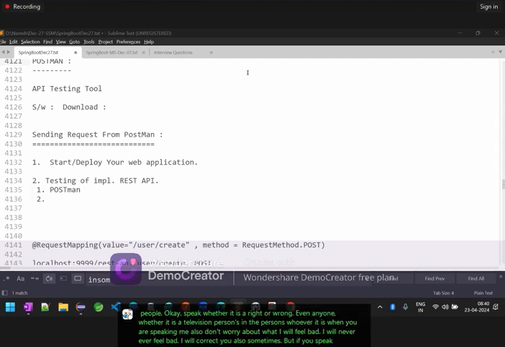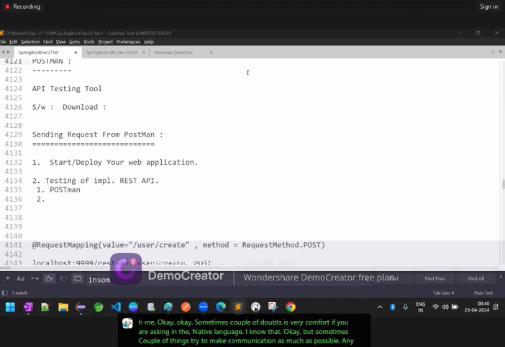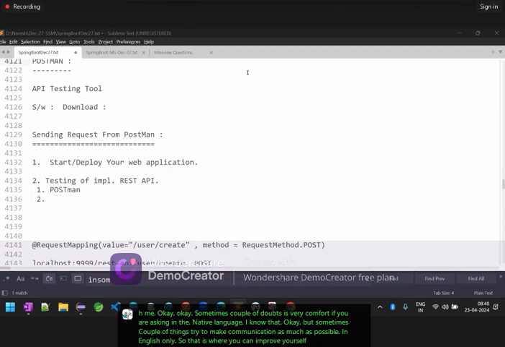If you are speaking in Hindi or Telugu with me, sometimes for a couple of doubts it is more comfortable to ask in your native language. I know that. But try to make communication in English as much as possible. That is where you can improve yourself. It's not like going and attending spoken English classes somewhere else. That will not help you.